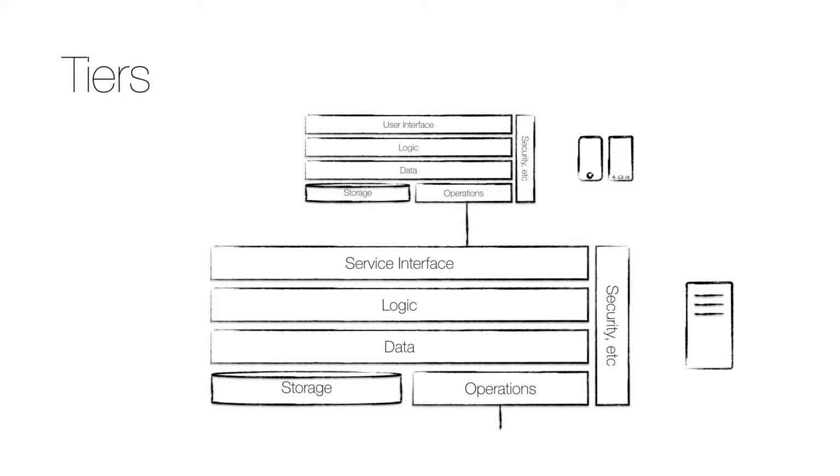On the server side, the service interface publishes the functionality in the form of clearly defined contracts, and the other tiers are similar in responsibility as on the device. Of course, the server can in turn call other services, and that's exactly what usually happens in omni-channel services.